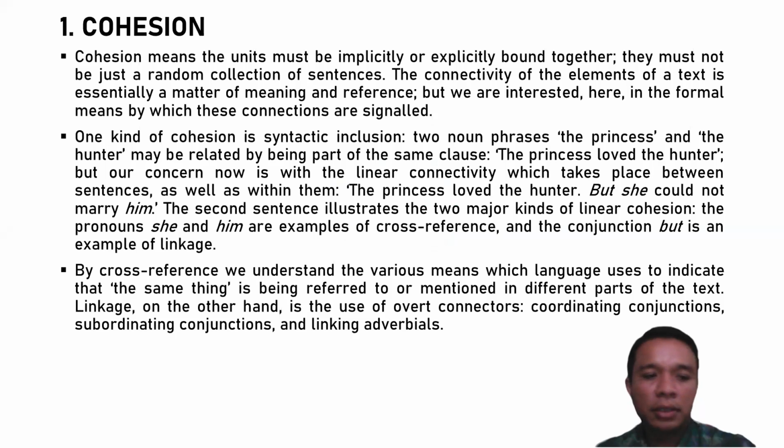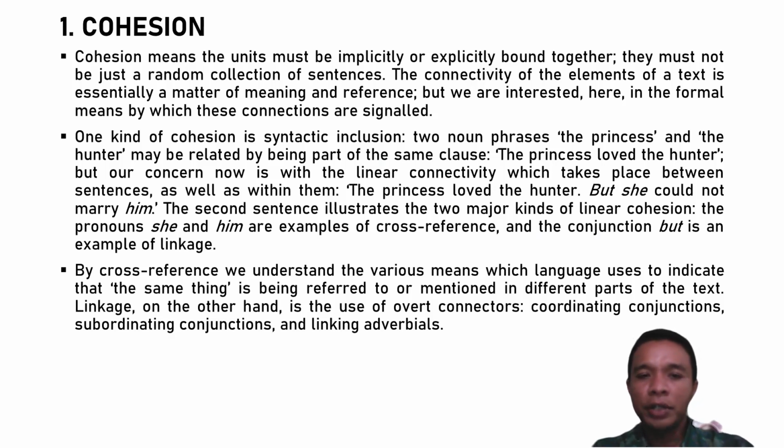Well, let's start by discussing what is meant by cohesion. Cohesion means the units must be implicitly or explicitly bound together. They must not be just a random collection of sentences. The connectivity of the elements of a text is essentially a matter of meaning and reference. But we are interested here in the formal means by which these connections are signaled.